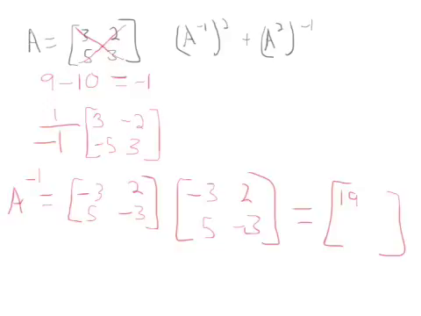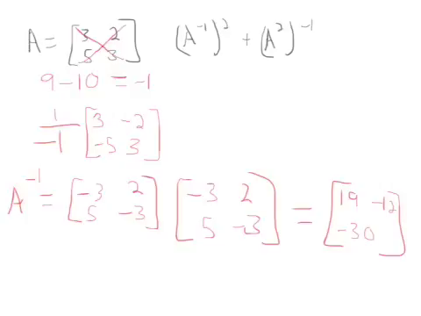To figure out the rest of the numbers, I take row 1 times column 2. Negative 3 times 5 gives me negative 15, plus 2 times negative 3 gives me negative 6. Now, I'll take row 2 times column 1, so I get 5 times negative 3 is negative 15, plus negative 3 times 5 gives me another negative 15. So negative 15 plus negative 15 will give me a negative 30, which goes in row 2, column 1.